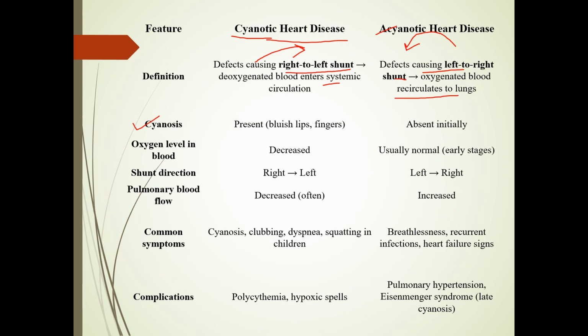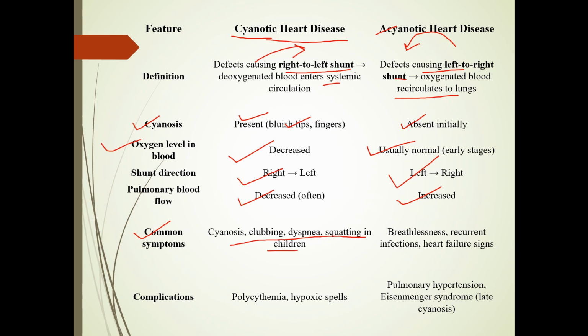In cyanotic heart disease, cyanosis is present, with bluish lips and fingers, and in acyanotic, cyanosis is absent. Then oxygen level: in cyanotic heart disease the oxygen level is decreased, and in acyanotic it is normal. Shunting is from right to left in cyanotic and left to right in acyanotic. Pulmonary blood flow is decreased in cyanotic heart disease and increased in acyanotic heart disease. Then common symptoms include cyanosis, clubbing, dyspnea, and squatting in children.